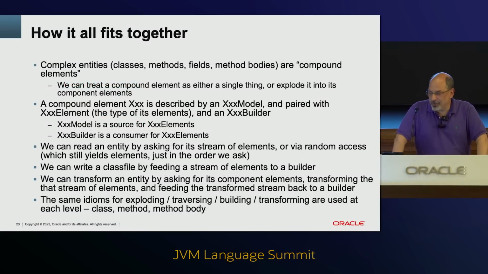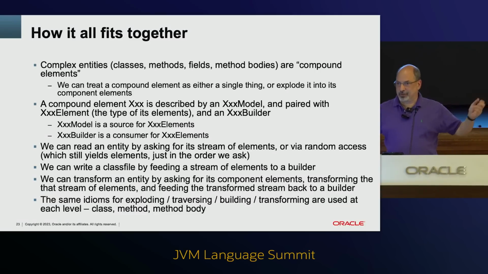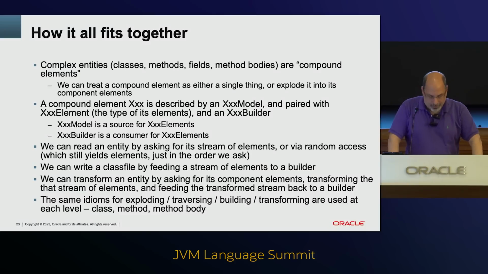So, okay, how does it all fit together? Like all the interesting entities, which we call compound elements, we know the user is going to want to treat them either as a single thing or as a source for things, right? So you might just look at a method and say, what's your name? Okay, I'm not interested in you. Then I don't have to look at the method attributes or the method body. Or I might say, oh, I'm interested in that method. Okay, method, explode yourself into a stream of method elements because I'm going to look at those things. And I might do the same thing as I dive into the method body.